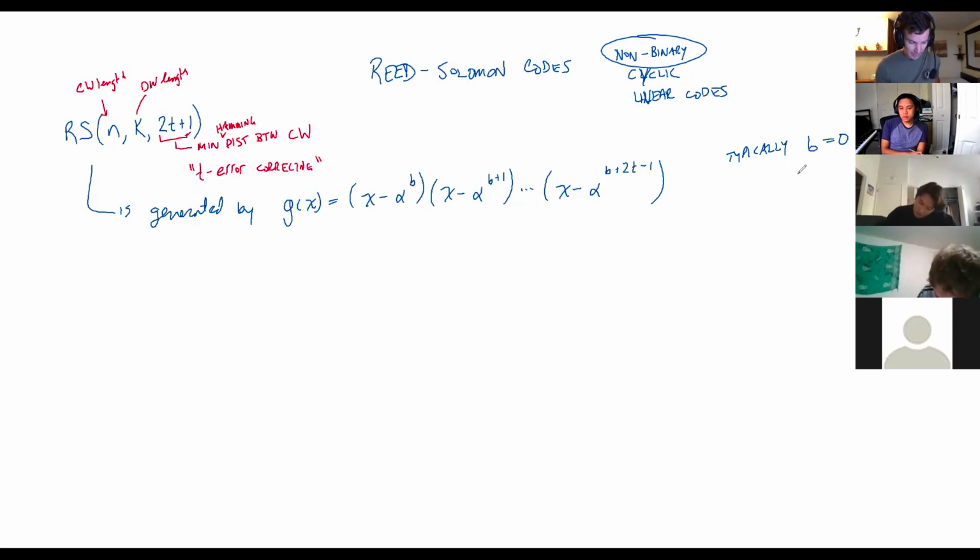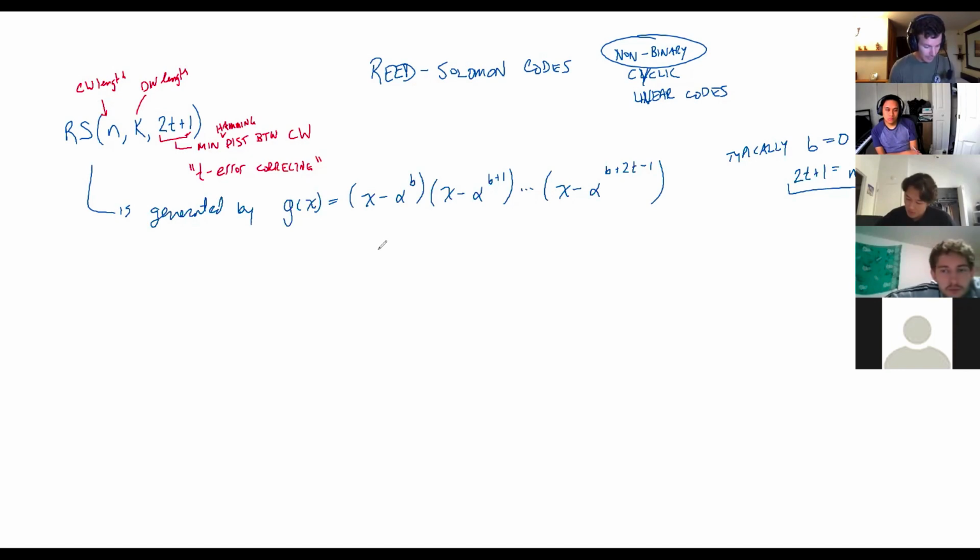And also typically, we choose 2t plus 1 to be the same as n minus k plus 1. So this looks like it's a 3 degree of freedom system, n and k and t. But once we enforce this, it shrinks back down to a 2 degree of freedom system. And what I mean by that is you can set 2 of 3, n or k or t, and you get the other one from this relationship.